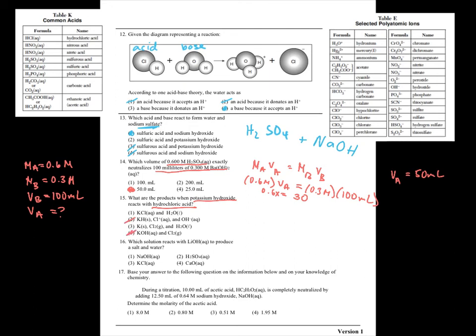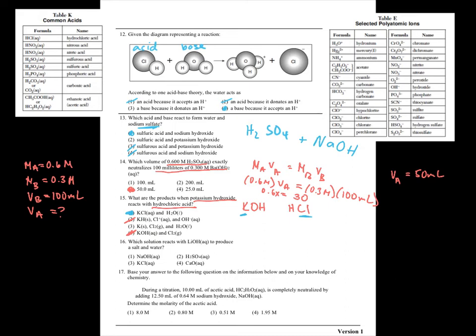Nope. And nope to 2 and 4 because there's no water. So it's between 1 and 3. So that depends on the other guys. So potassium hydroxide is this, and hydrochloric acid is this. OH and H make water, so that means K and Cl have to make potassium chloride. Choice 1.